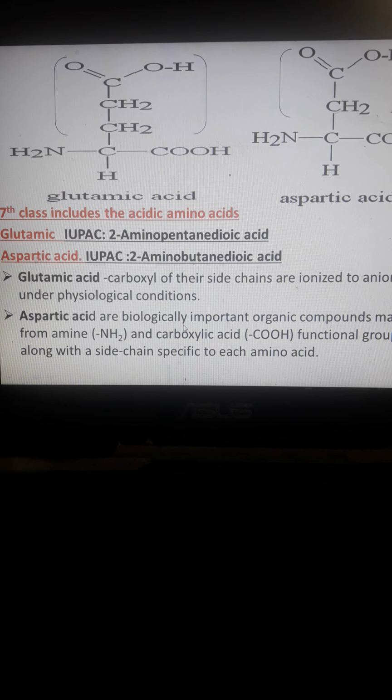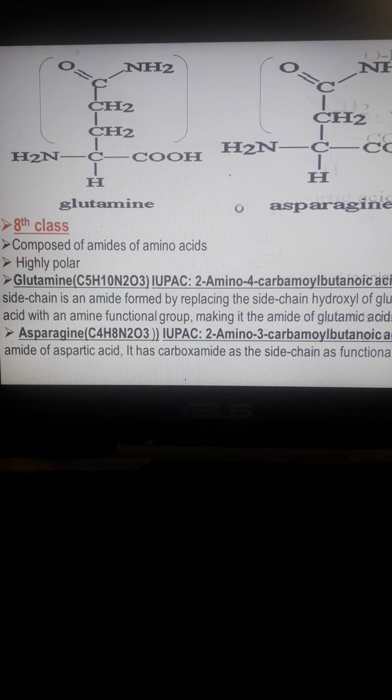Aspartic acid is a biologically important organic compound made up of amine, carboxylic acid functional group, and a side chain. So this is your aspartic acid. So ang kaibahan ng dalawa, or the difference between the two, is just the chain of the methyl group. So aspartic isa, ito dalawa. Okay? So both has the COOH which is considered to be the acidic amino acids. Okay? Yun ang mga functional groups.